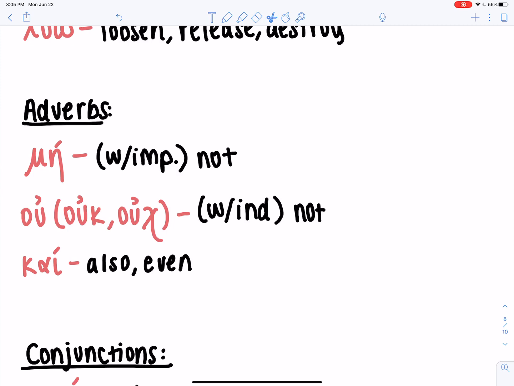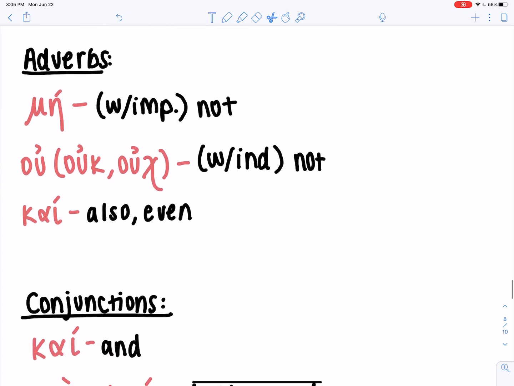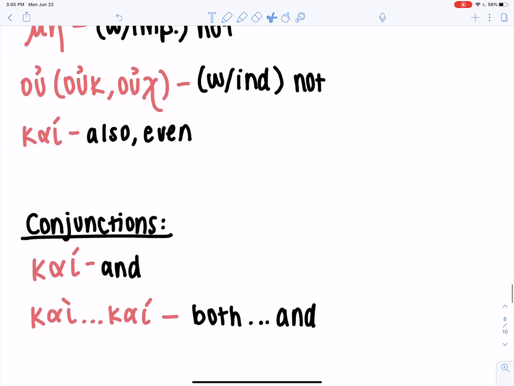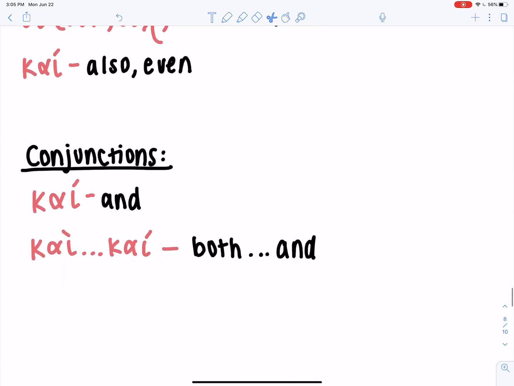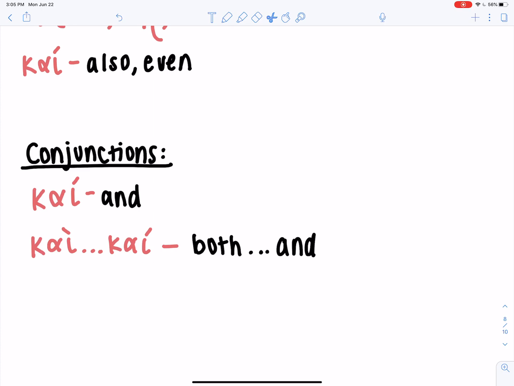Okay, our last adverb is kai, which also happens to be the conjunction we're learning. And kai as an adverb means also or even. And I think this will be easier once we learn what it means as a conjunction. So, as a conjunction, kai means and. Kai as a correlative means both and.